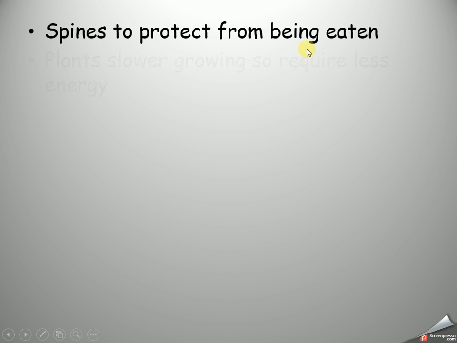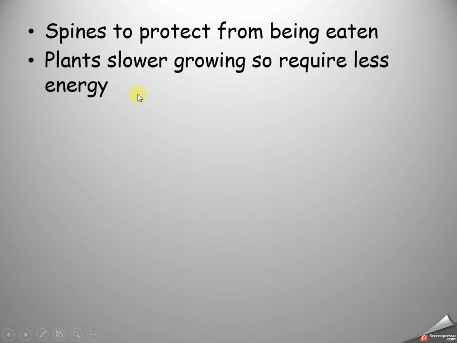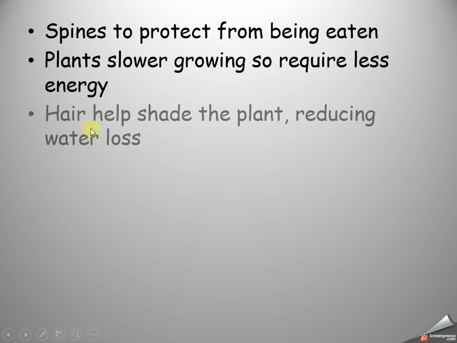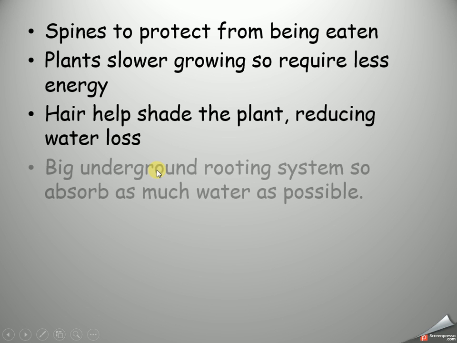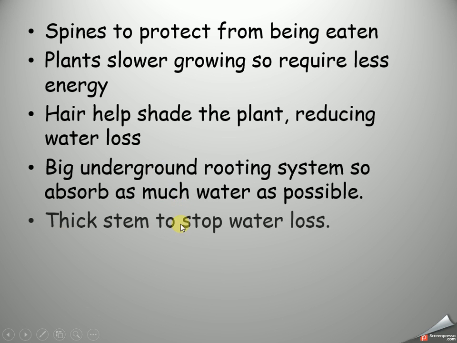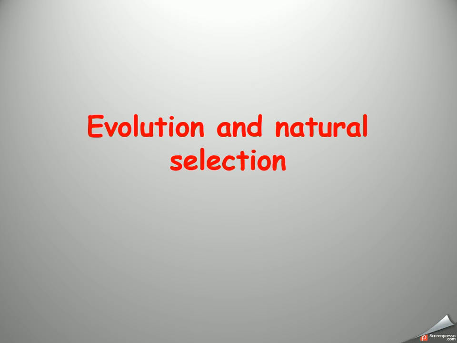They've got spines to protect themselves from being eaten. They grow slower, so they need less energy. They've got hair to shade the plant, reducing water loss, and a big underground rooting system, and a thick stem to stop water loss. Just remember the thick stem and the spines, and waxy cuticle as well. I almost missed that out, but that really does help as well. So those are the ones. Again, guys, when you look through the bullet points, just feel free to pause it anytime that you want to.